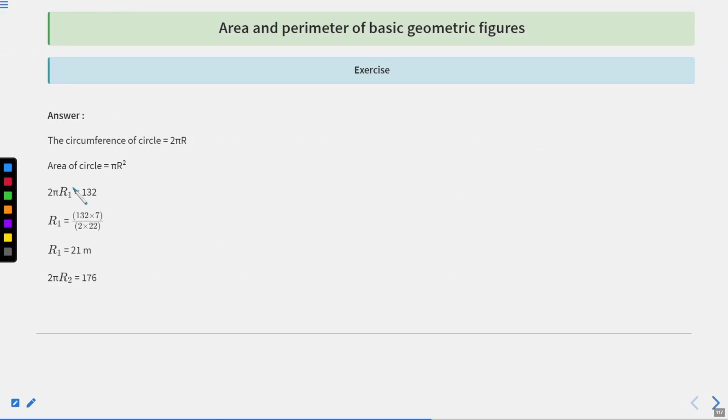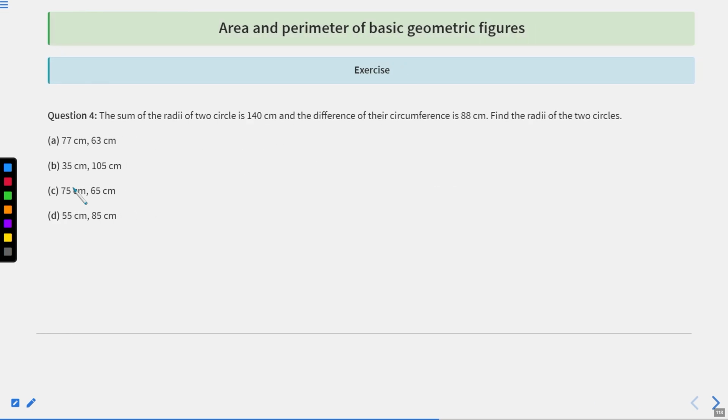So let us move ahead to question number 4. In question number 4, the sum of radii of two circles is 140 centimeter, and the difference of their circumference is 88 centimeter. Find the radius of the two circles. So the relation between the sum of the radii of these two circles and the difference of their circumference is given to us. We are interested in finding the radius of these two circles.